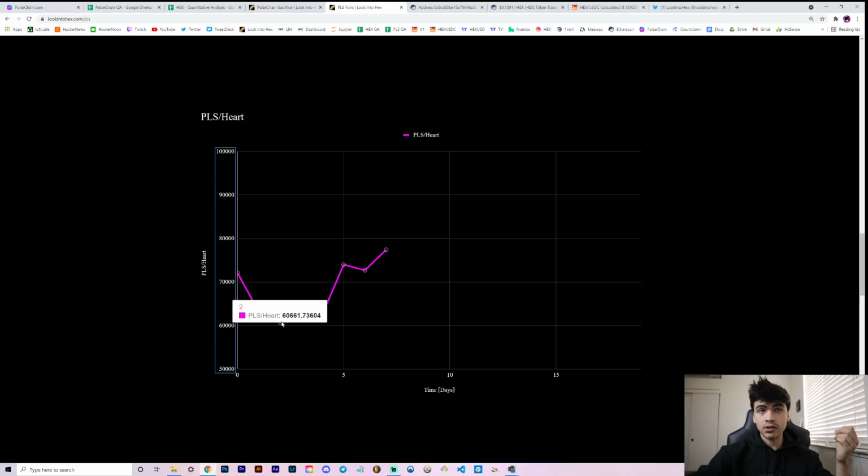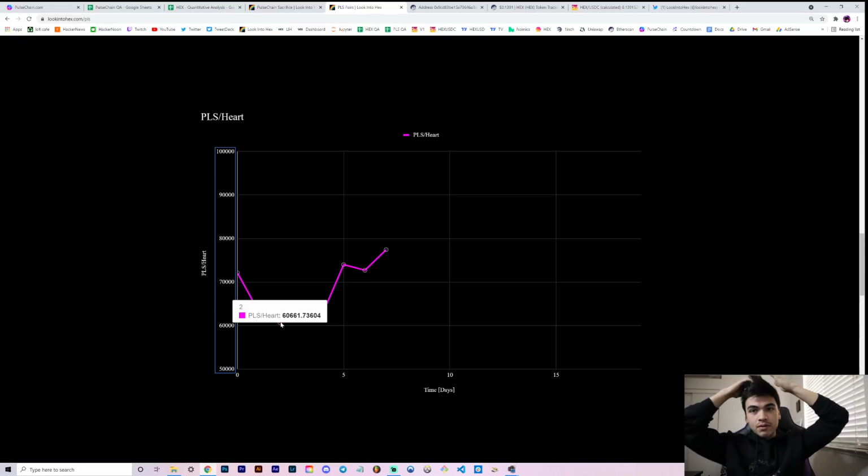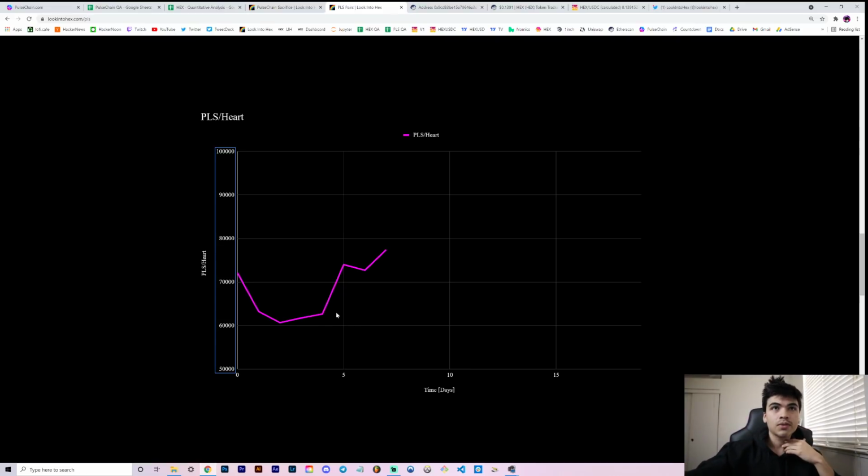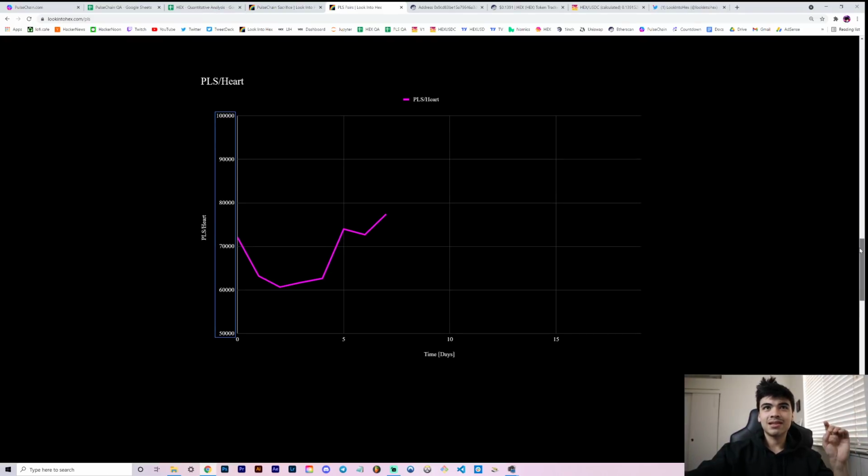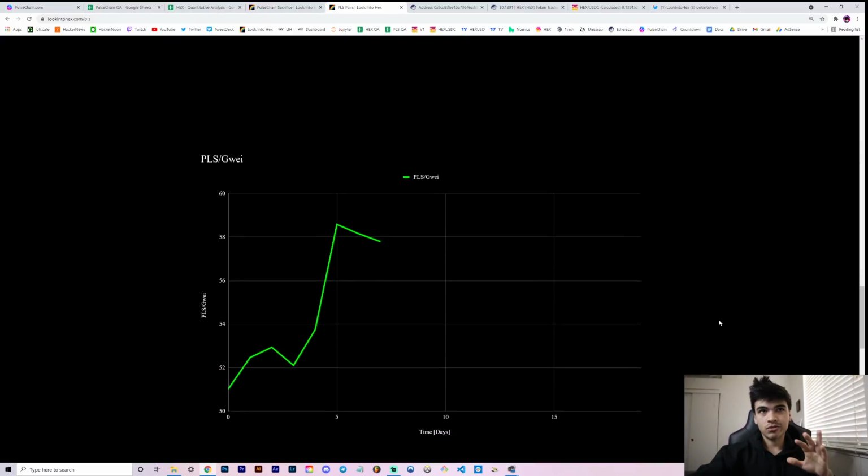We had our low on day 2, which was the best time to quote unquote buy, the best time to sacrifice if you were sacrificing HEX, because you were getting your future PLS potentially at a rate of about 60,000 of them per heart. Since then we've seen a clear uptrend, and we've reached 77,000 pulses per heart. This is going to be fun. That's the chart where you see that Pulse did underperform a little bit, and now it seems to be overperforming. It's funny seeing it versus Gwei.